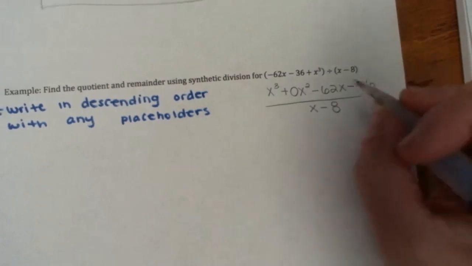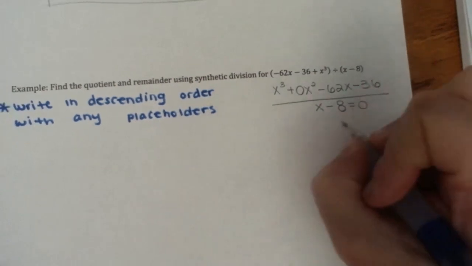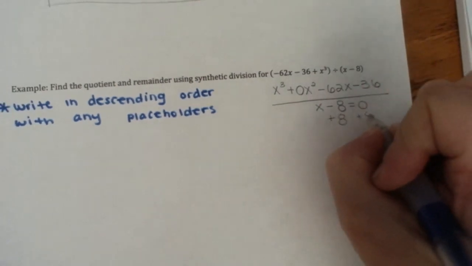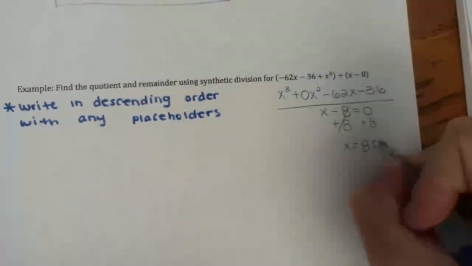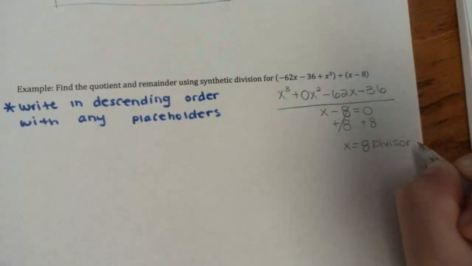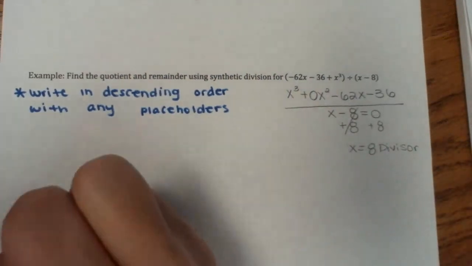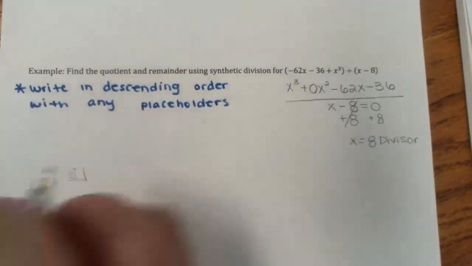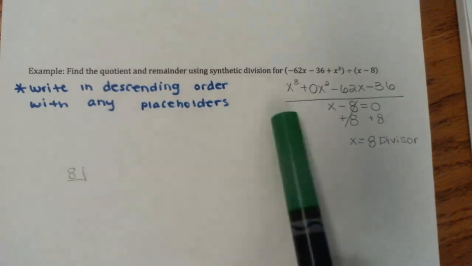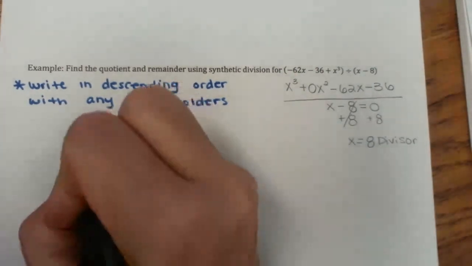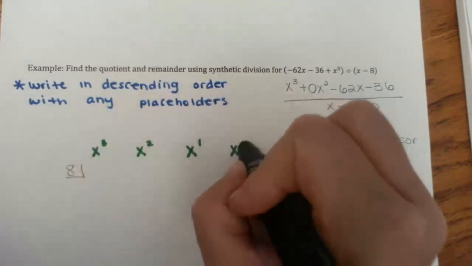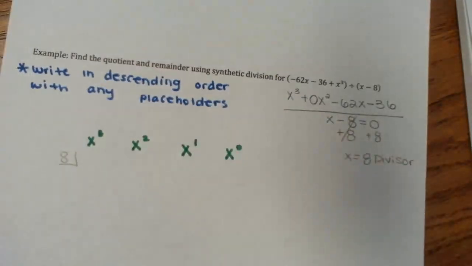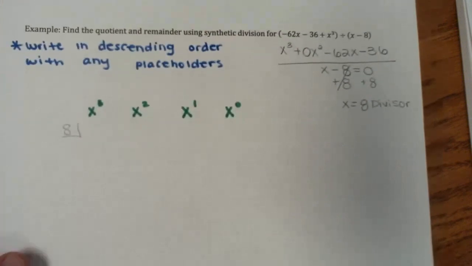So now let's go on to find our divisor. So x minus 8 equals 0. If we were to add 8 to both sides, this would give us x equals positive 8 as our divisor. So positive 8 is our divisor. So now let's see, we have x cubed as our highest exponent. So this is our x cubed column, this is our x squared column, x the first power column, and then no x column. So 3, 2, 1, 0 in descending order from greatest to least.